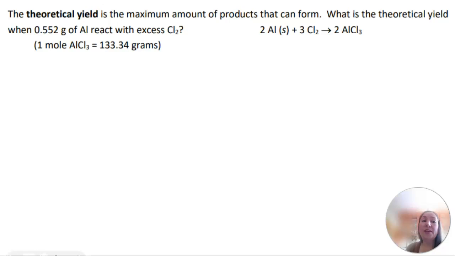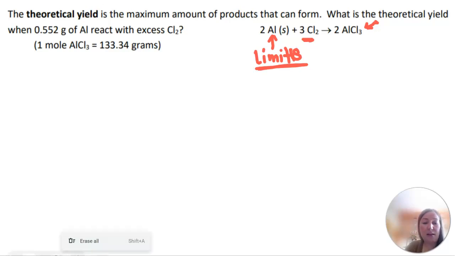So this problem says, what is the theoretical yield when 0.552 grams of aluminum reacts with excess chlorine? So what this means is we have all the chlorine we could ever possibly need. We have excess chlorine. Aluminum limits our production. We're going to call that later a limiting reactant. But for now, let's just say it limits how much aluminum chloride we can make. It limits us to a certain amount of aluminum chloride. So we can only make the amount of aluminum chloride that we have enough aluminum to make.